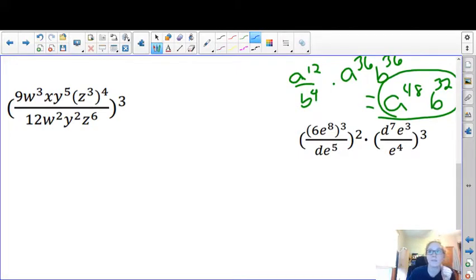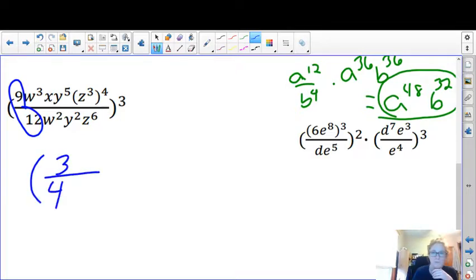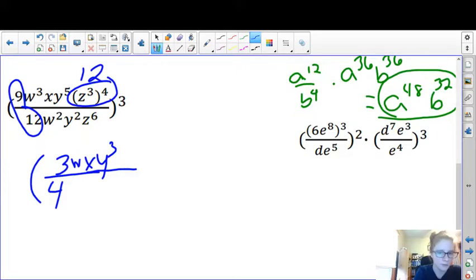All right, I have lots to simplify. I'm going to simplify in first. 9 and 12 can both be divided by 3, so I'm going to go ahead and do that, which will give me 3 on top, 4 on the bottom. I have 3 w's on top, 2 on bottom, which means there's 1 on top. There's only an x on top. There's 5 y's and 2 y's, so there's 3 left over. This means there's going to be 12 in there, and 12 minus 6 will give me 6.